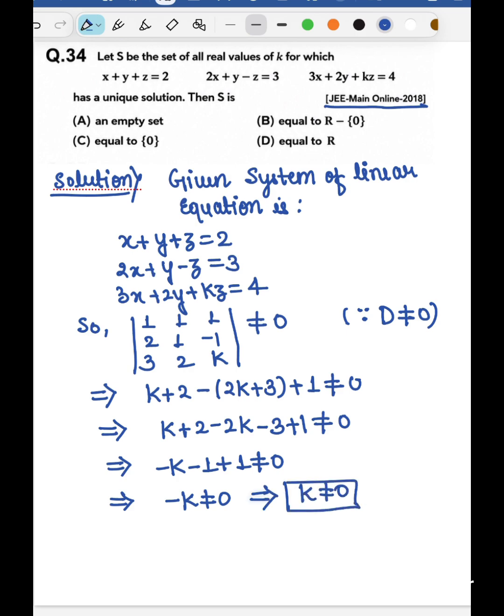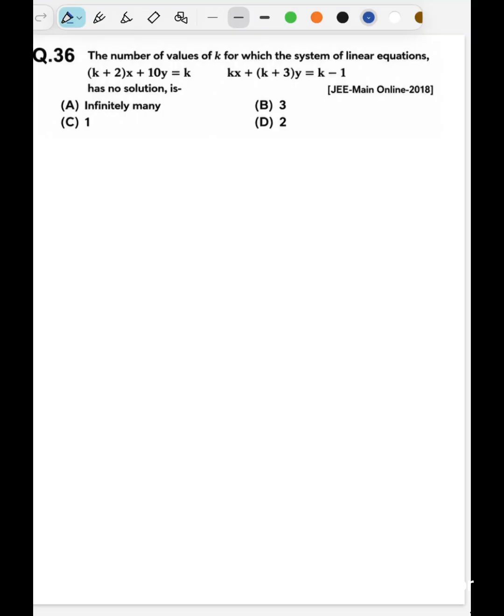Here S is the set of all real values of k, which means we have to find S, and S is equal to k belongs to R minus 0. Okay, k must be non-zero, so your answer will be option B, right? Hello students, this question was asked in JEE Main Online 2018.